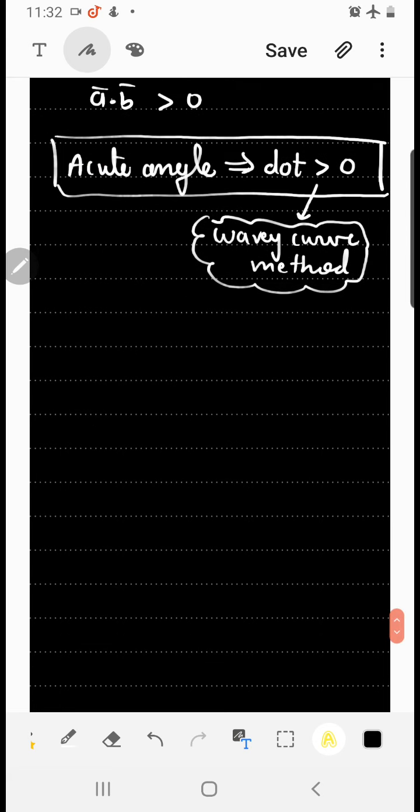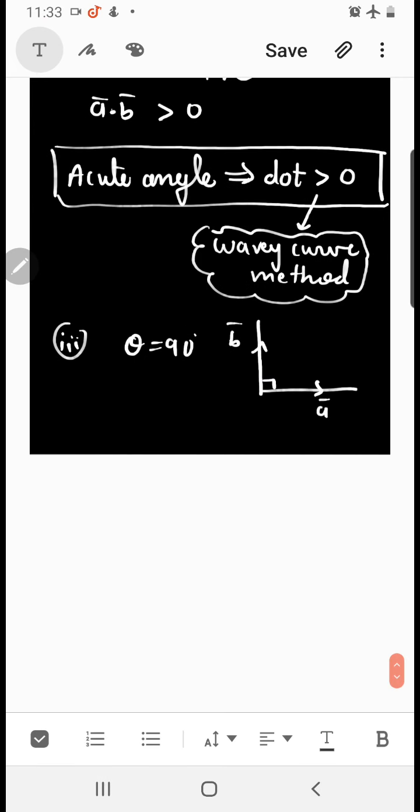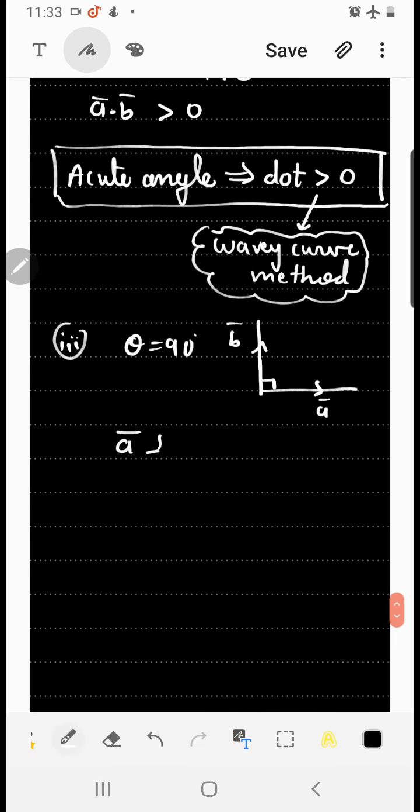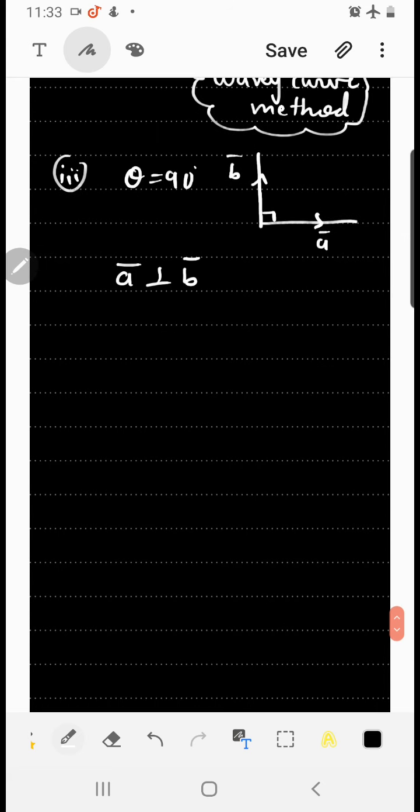Let's move on to the third case. The third case is when theta takes 90 degrees. When I say theta takes 90 degrees, the diagram would be like this. Can I say A bar is perpendicular to B bar? When I say A bar is perpendicular to B bar, let's go for A bar dot B bar. What is A bar dot B bar? Can I say mod A, mod B, cos 90? And cos 90 is 0. So what is that? 0 value.